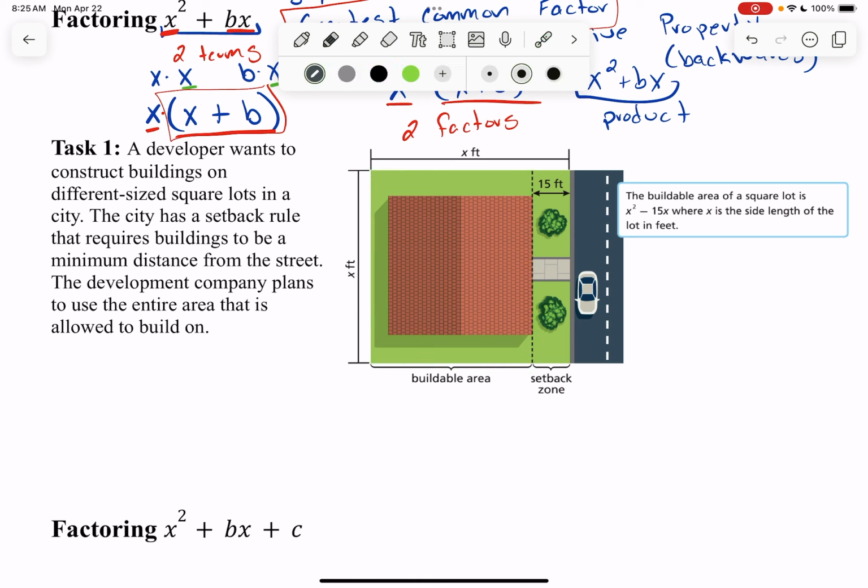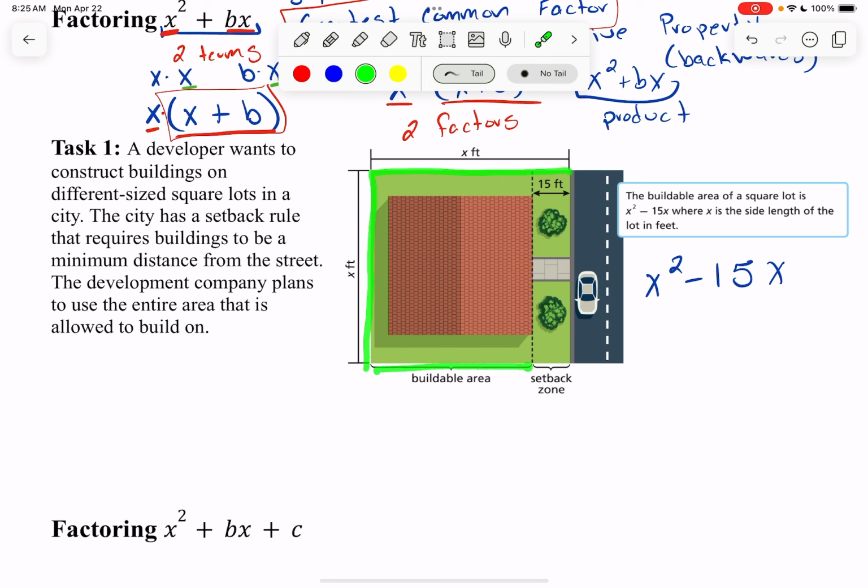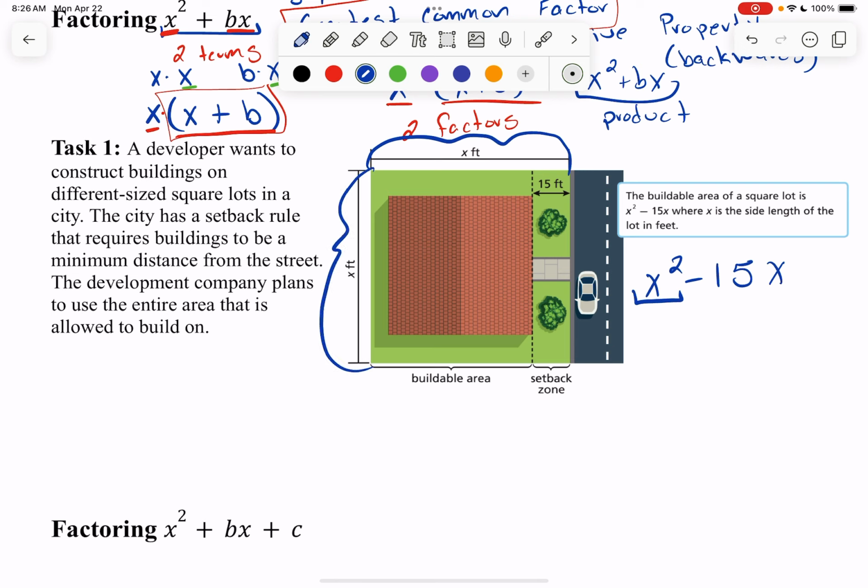So here they give us some information. The buildable area of a square lot is this idea, this x squared minus 15x, where x is the side length of the lot in feet. So if you notice, this is x, this is x. So first I want to make sense of this equation. Where did it come from? Where did the x squared come from? Okay. Well, this length is x and this length is x. So that's just the area of the entire lot. That x squared is the area of the entire lot.